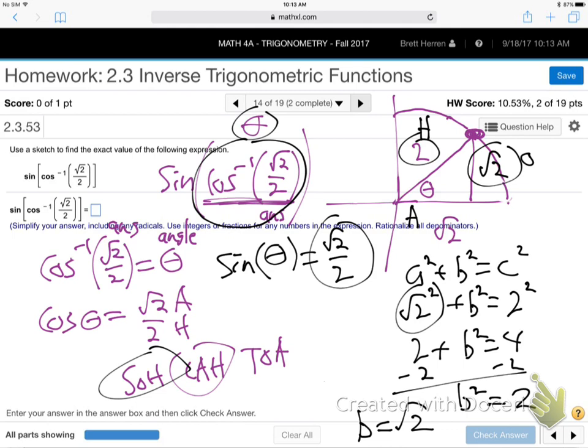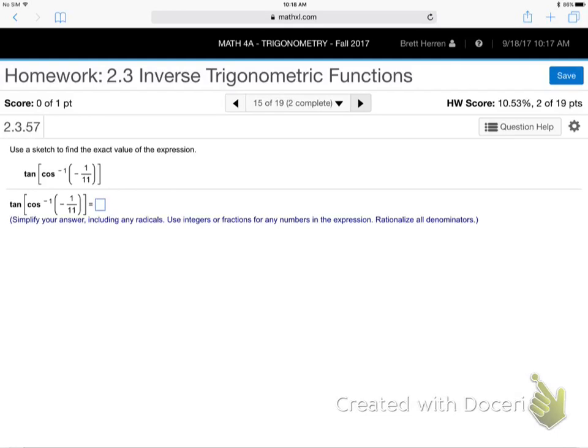Now let's go on to one that does. So tangent of cosine inverse of minus 1/11. Man. Let's try that one.